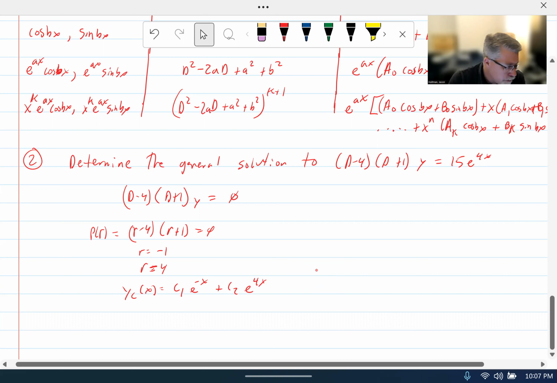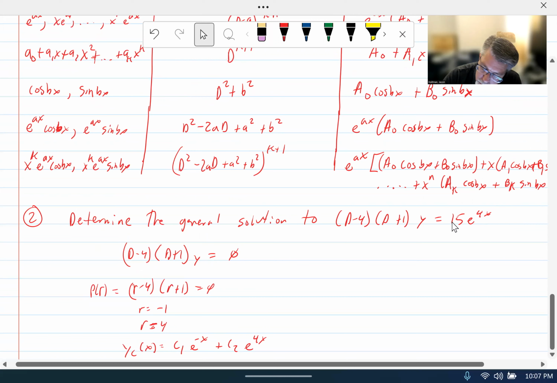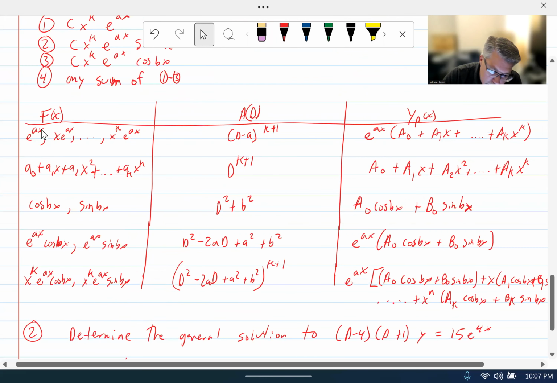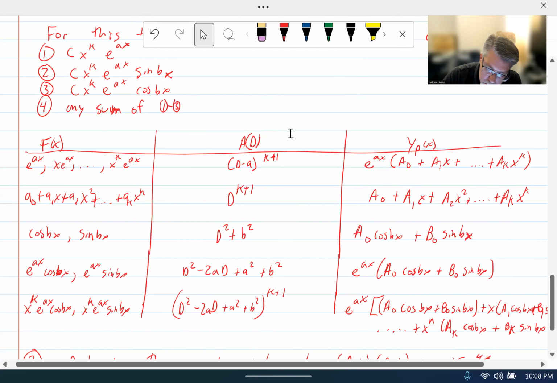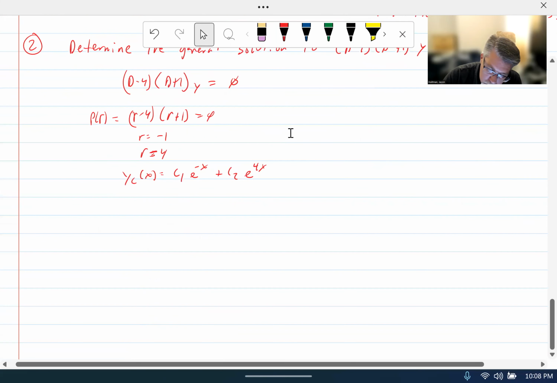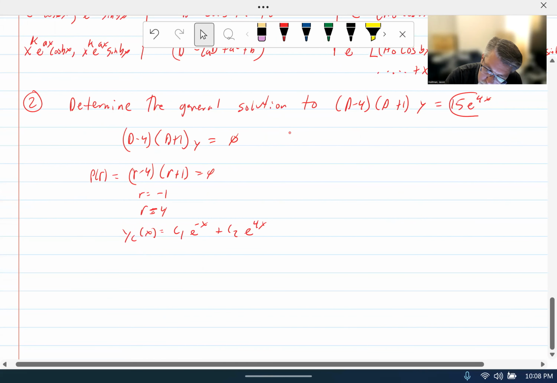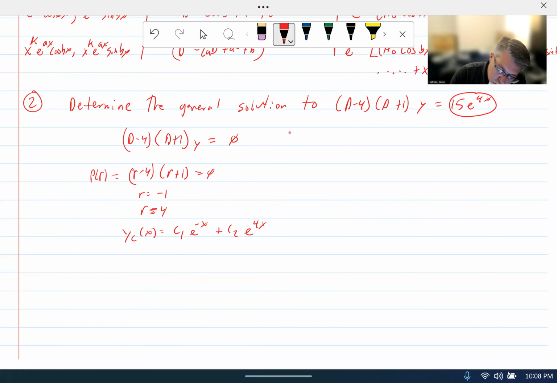Now I need to know, what's my annihilator going to be? Well, I have e^(4x) here. I kind of ignore the 15 for right now. But we have e^(4x). If we go to my chart, e^(ax) is annihilated by (D - a) to the first power, or just D - a. So it's going to be D - 4. We would say f(x) is equal to 15e^(4x), so my annihilator A(D) is going to be equal to D - 4.